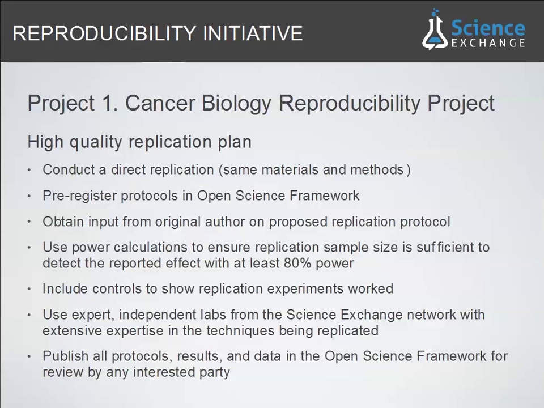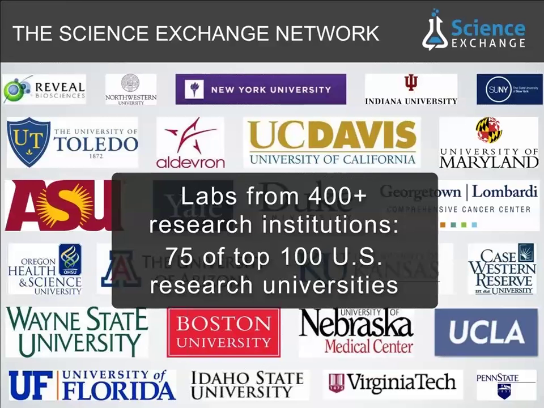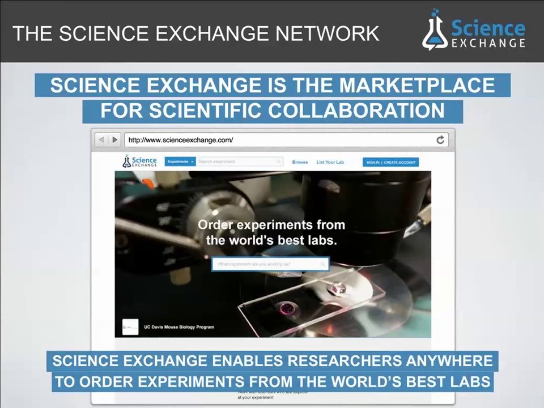So the labs doing this work are labs within the Science Exchange network, which represents a network of verified high-quality research labs that are available to conduct experiments on a fee-for-service basis. These labs represent more than 400 different research institutes, including 75 of the top 100 recipients of NIH funding in the United States. So Science Exchange essentially provides an online marketplace for ordering experiments and promoting scientific collaboration. It enables researchers anywhere to order experiments from the world's best labs.